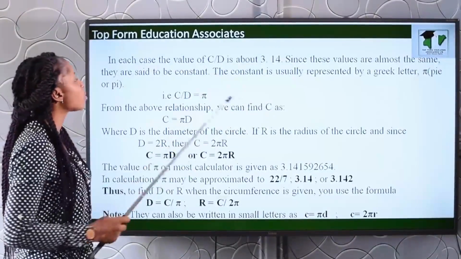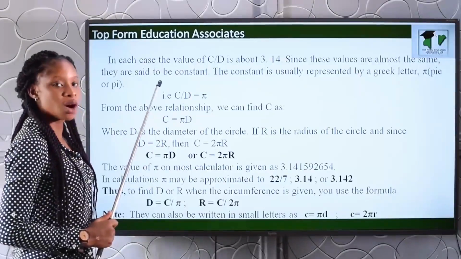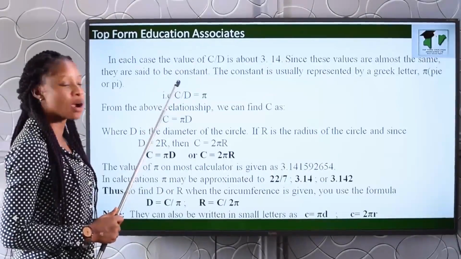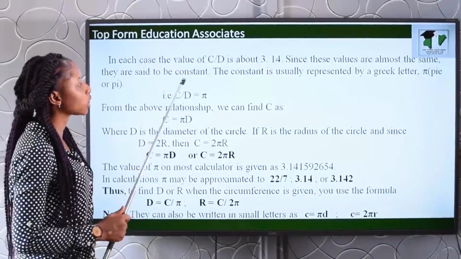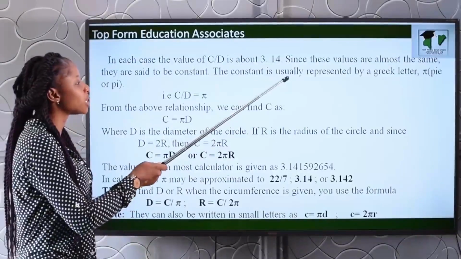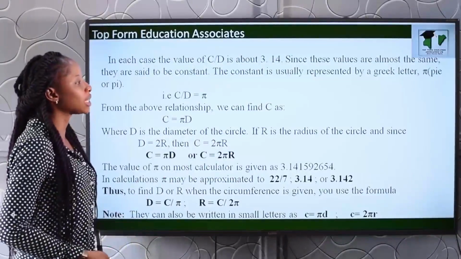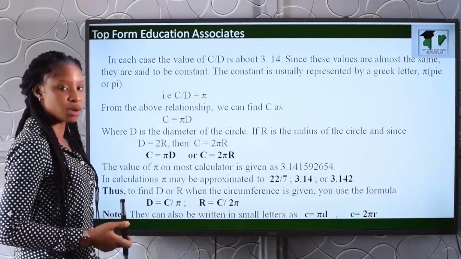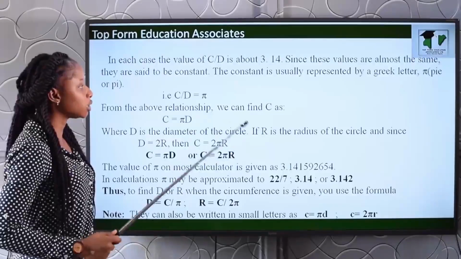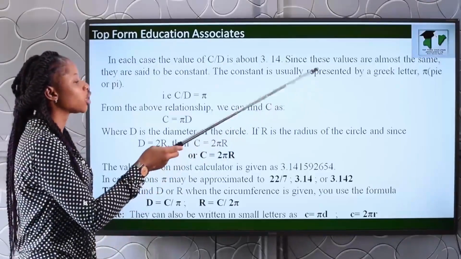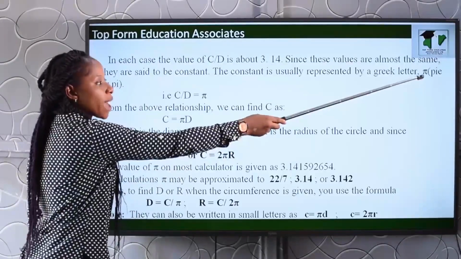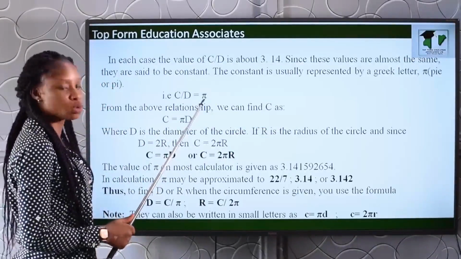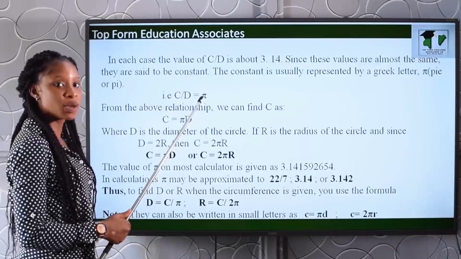Since these values are almost the same, they are said to be constant. They are a constant because the values are almost the same in all the workings. Now, the constant is usually represented by a Greek letter, pi. The constant 3.142, like we've seen on the table, is represented by a Greek letter. This is the symbol for pi. That is, C over D is equal to pi, which is 3.142.